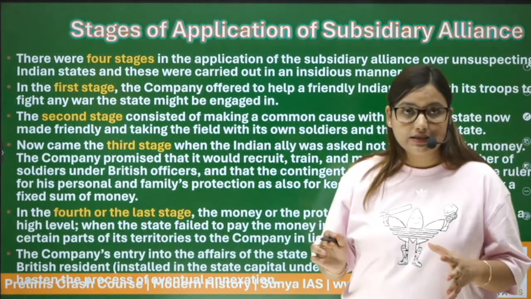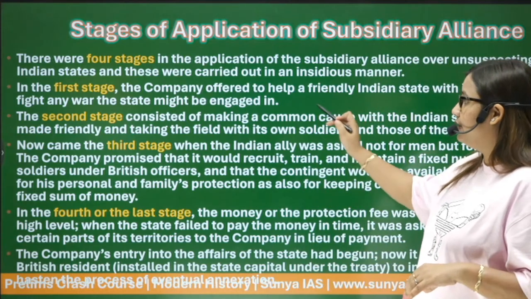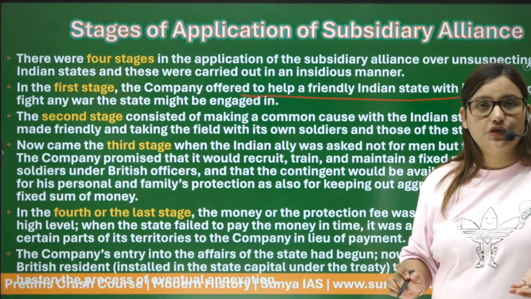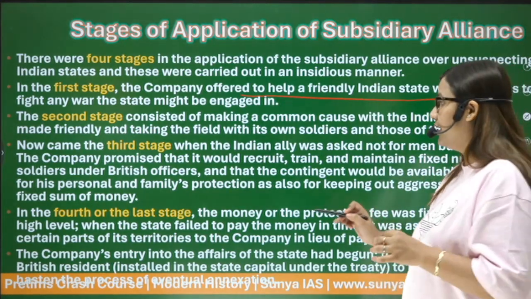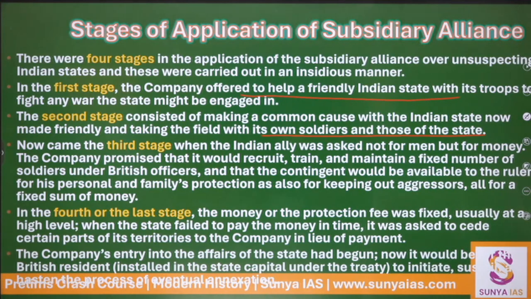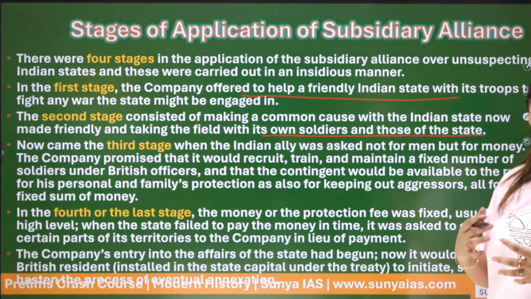There were many stages, four stages were there. In the first stage, the Company used to offer friendly help, a friendly gesture. In the second stage, they had to make a field to create a base for their own soldiers. Okay, so they used to make a common cause with the Indian state, with some friendly things.